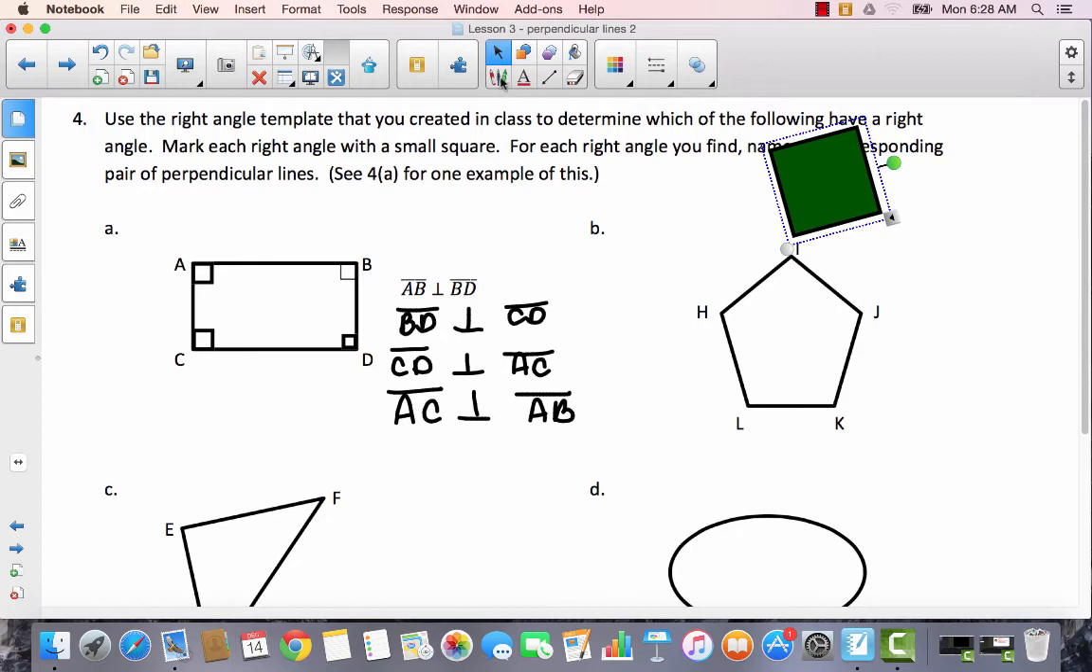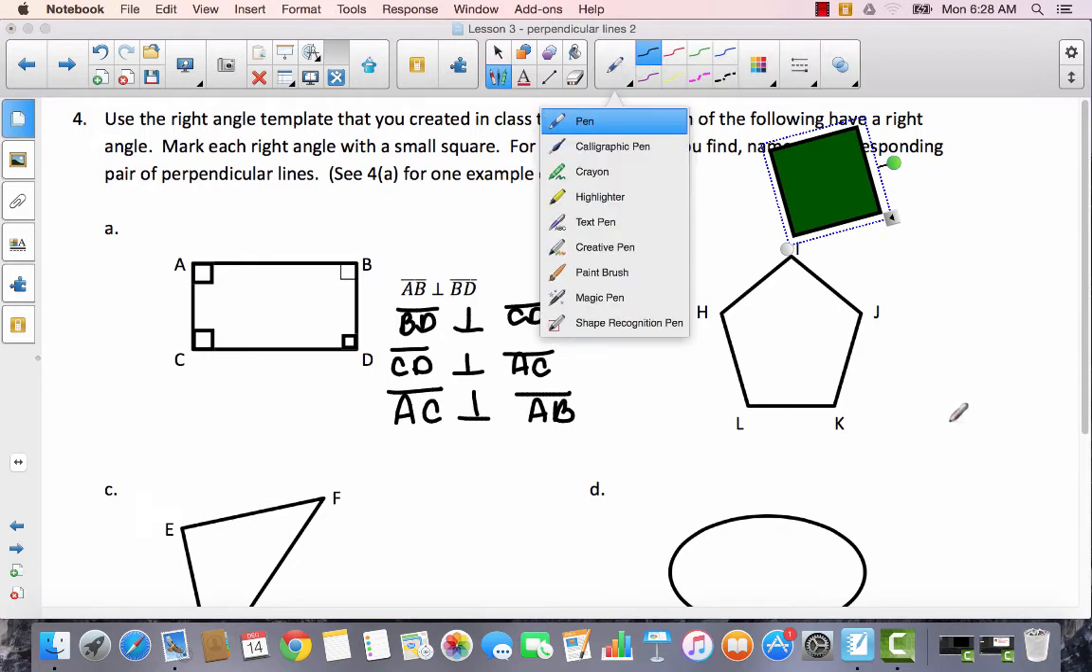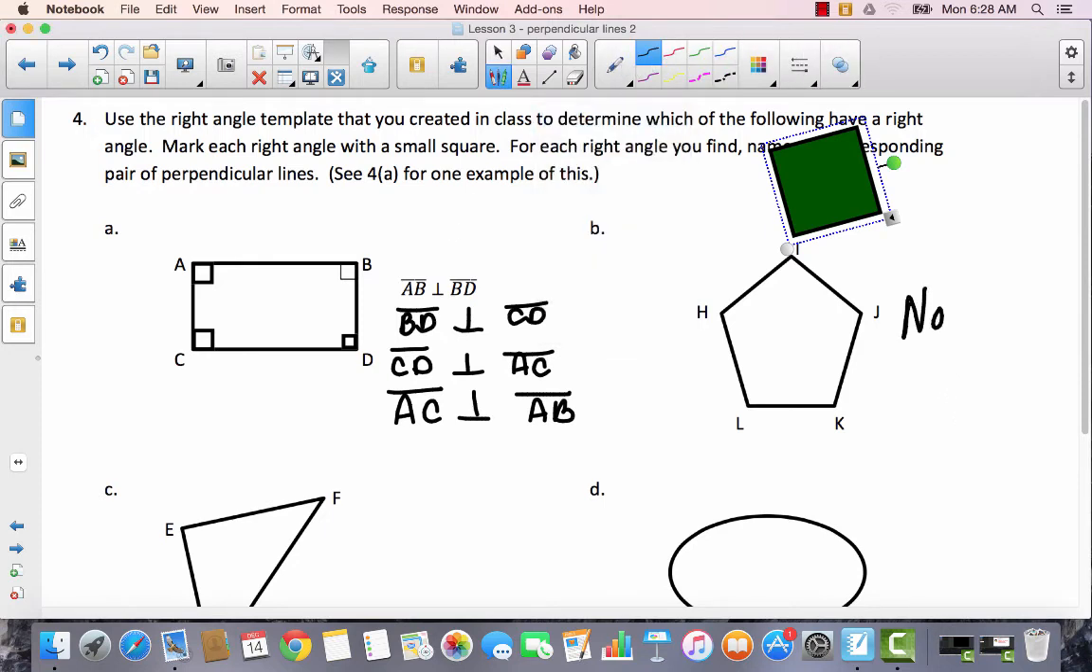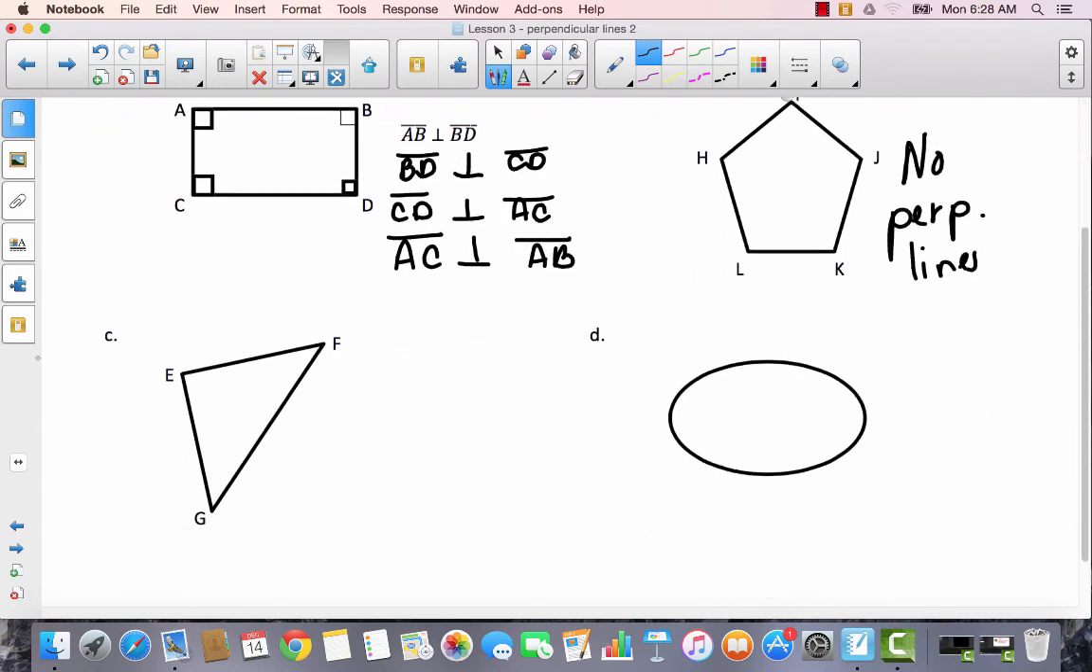So here's what I'm going to write. I'm just going to write no perpendicular lines, and I'm going to abbreviate. There are none in figure B. I don't see any. All right, let's scroll down a little bit.